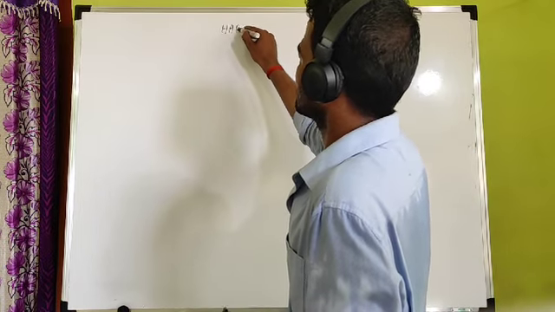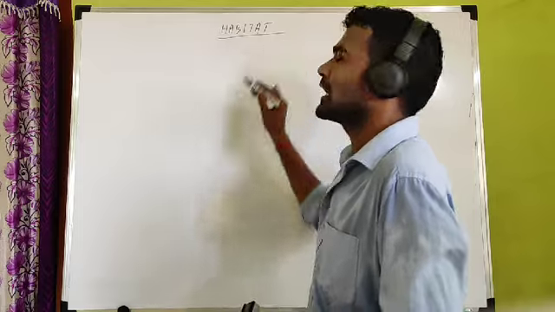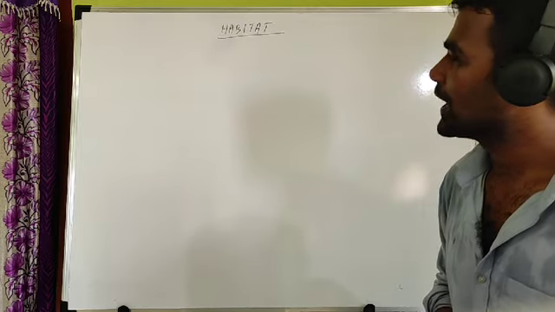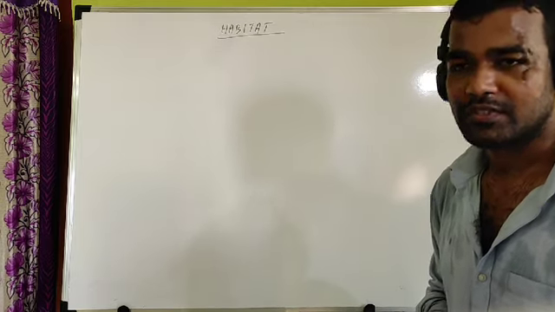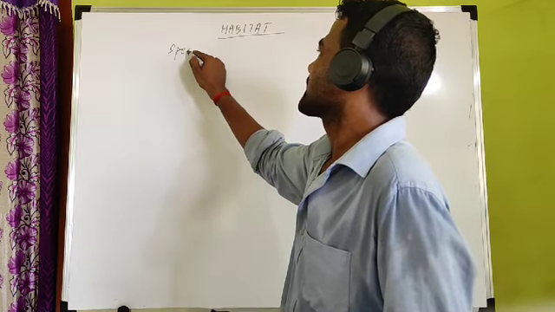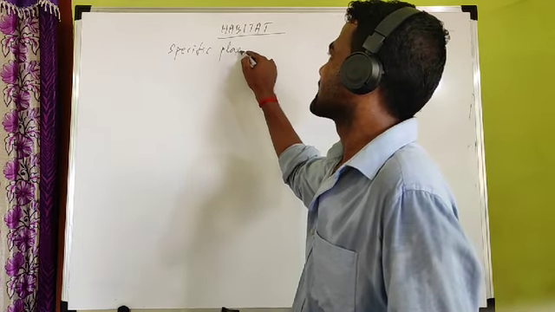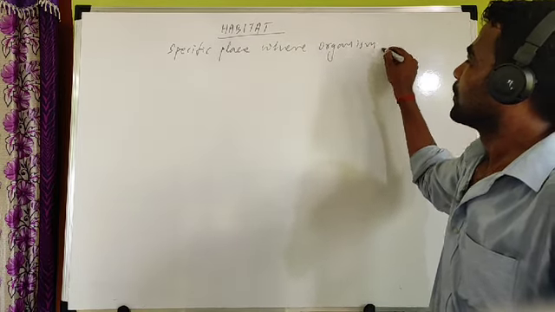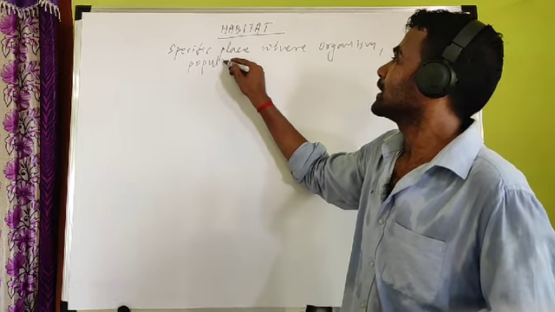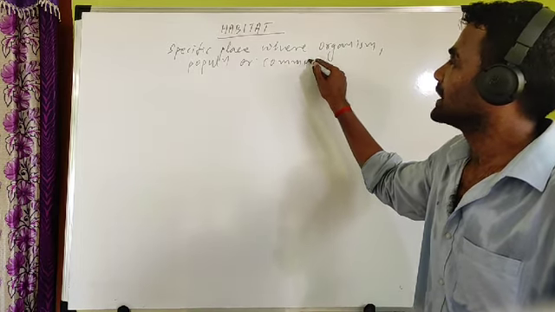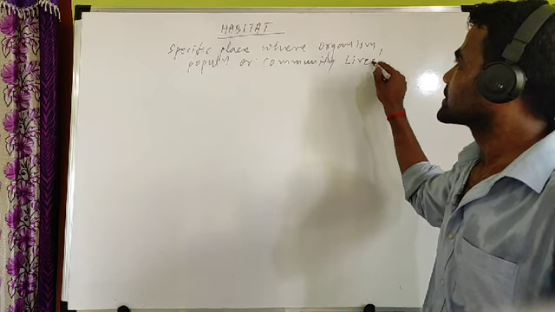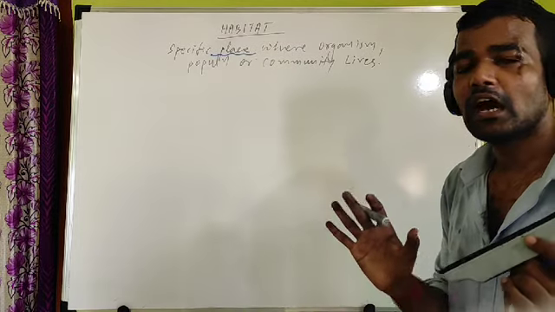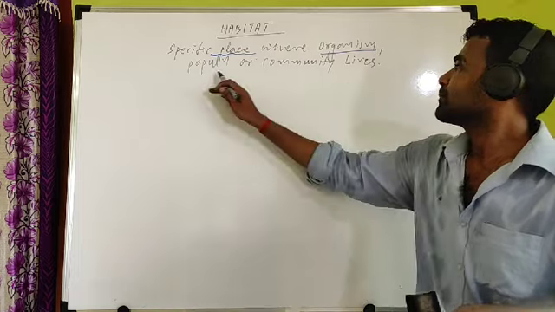What is habitat? Habitat is a new term. Habitat is the specific place on the earth where a community or one organism lives. A specific place where an organism, population or community lives is known as habitat. It is any area of the earth where an organism, population or community lives.